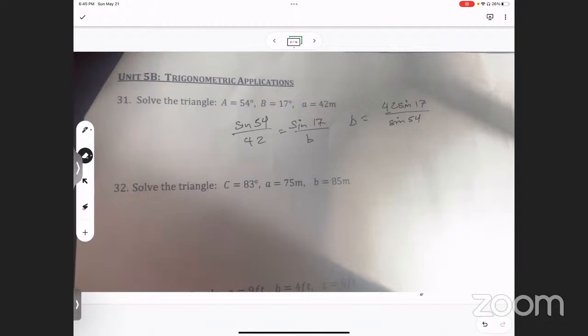So now number 32 is a different kind of problem. This is the ambiguous case, I think. Yeah. Because you've got an angle and you've got A and B. So I always like to draw it like this. So here's my 83 degrees. And then I don't know C.